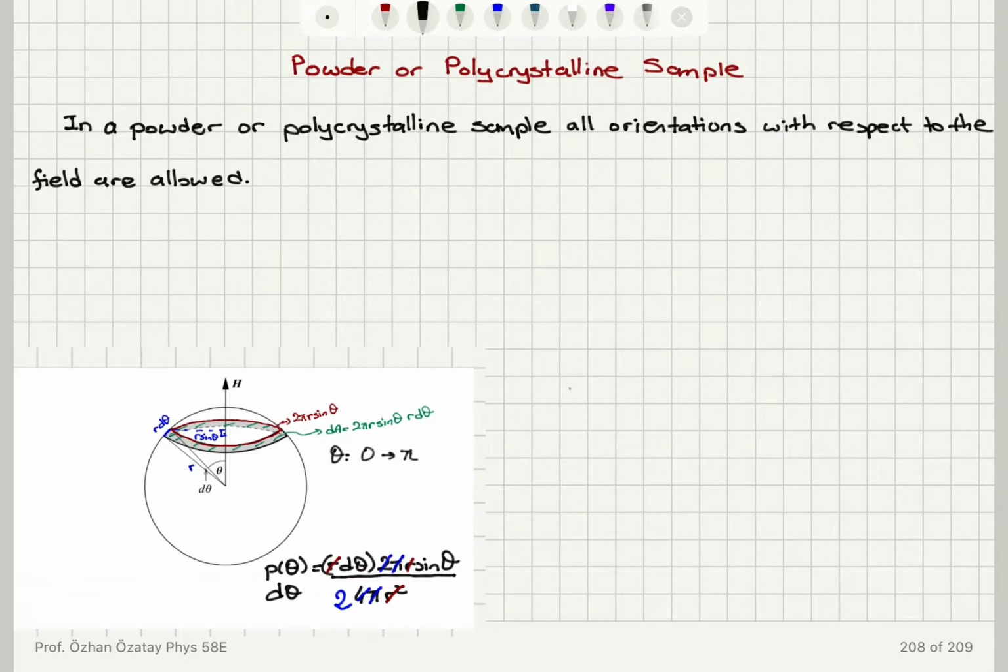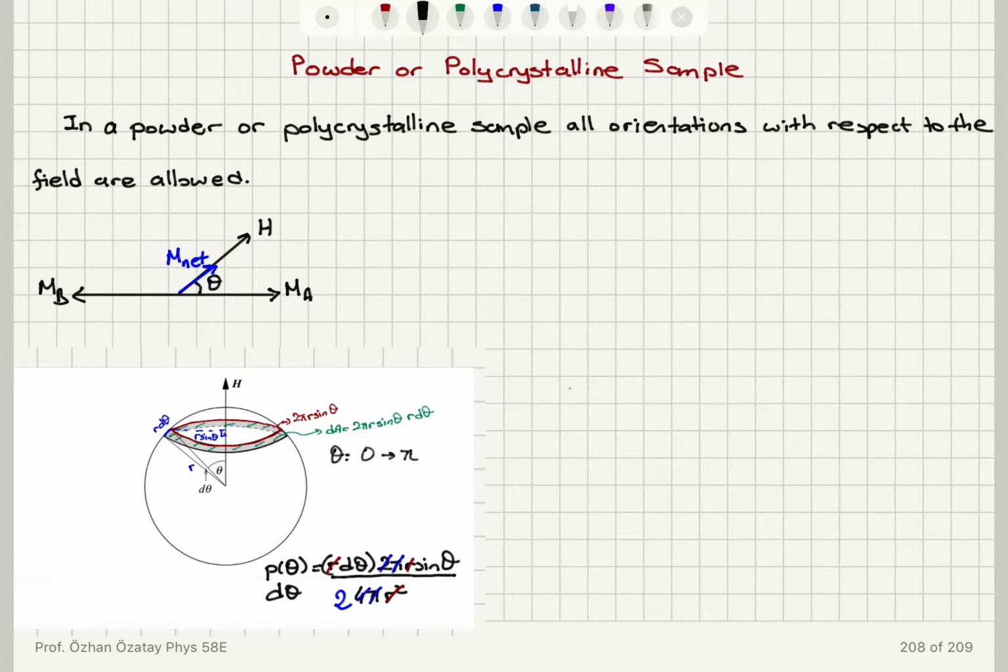Now let's draw our A and B sublattice magnetizations. Let's say this is my A sublattice magnetization, this is my B sublattice magnetization, and the applied field is at an angle theta with respect to the sublattice magnetizations, and I'm trying to find the net magnetization in the direction of the applied field, in order to get the powder susceptibility.